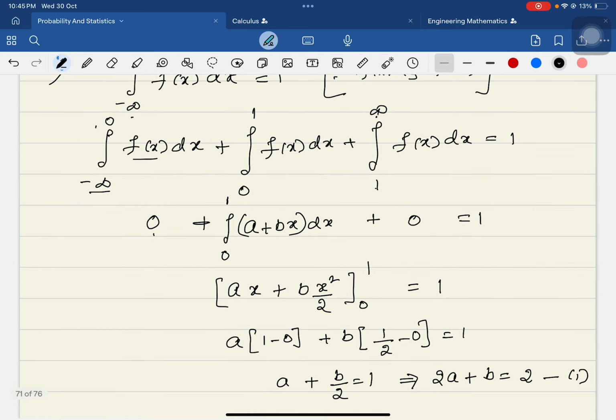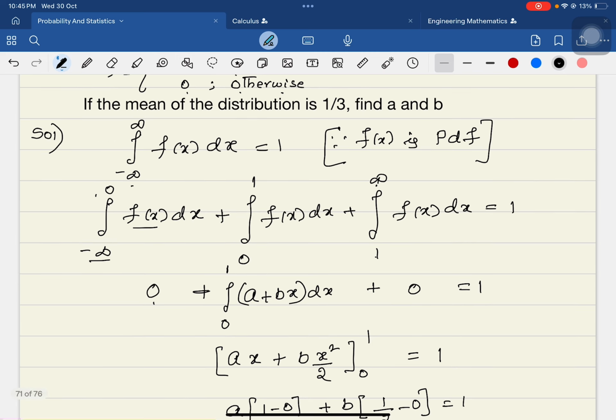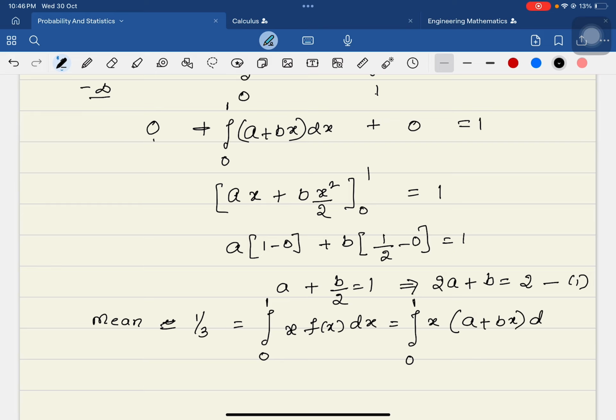Now, to find the values of a and b, you need two equations, right? To find the other equation, he has given you a hint. What is that? The mean of the distribution is 1 over 3. So the mean is equal to 1 over 3. What is the mean actually? The integral, with limits from 0 to 1 only, of x times f of x dx is equal to 1 over 3. So the integral from 0 to 1 of x times f of x, which is a plus bx, dx.